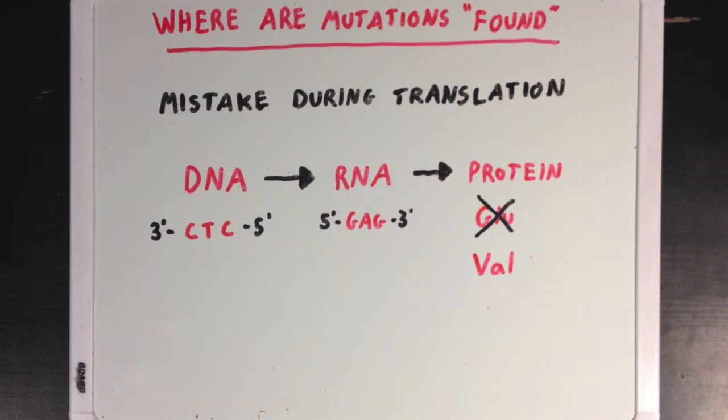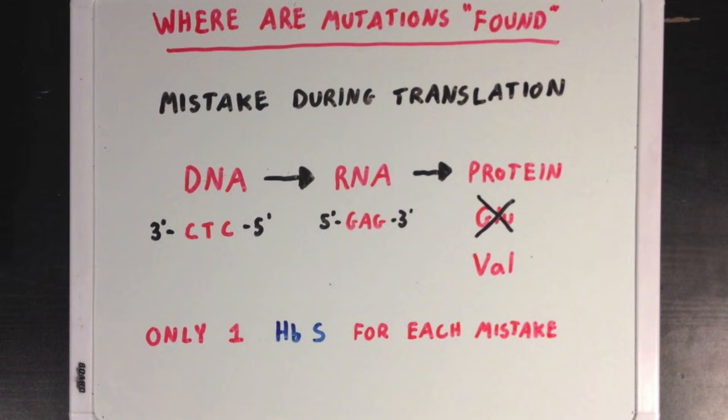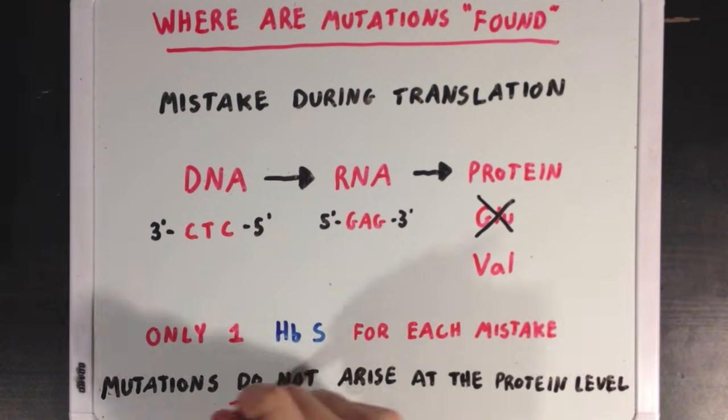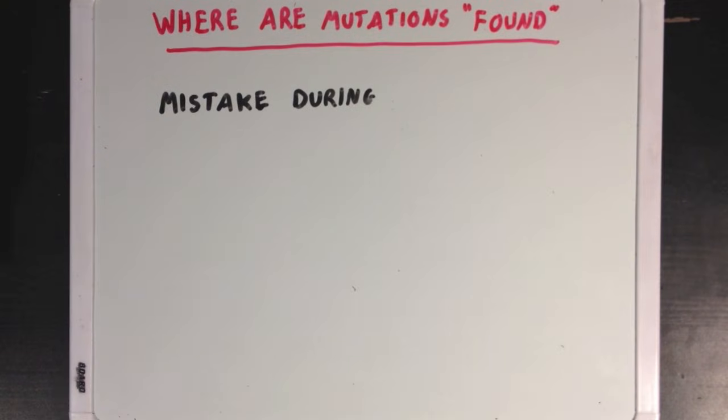But notice that if a mutation happens during translation, the cell will only produce one mutated hemoglobin, or HbS, for each overall mistake. And since cells are making tons and tons of hemoglobin, just one mutated protein might not have that big of an effect on the cell. So we can say that mistakes during translation probably don't cause mutations like the one associated with sickle cell disease. So next, we'll look at mistakes during transcription.